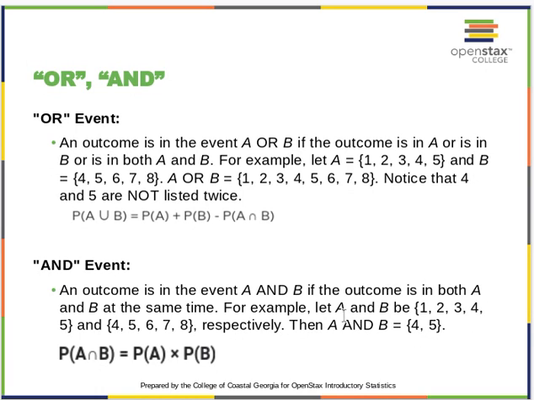Notice that this is much smaller. There are only 2 outcomes versus the 8 outcomes in A or B. So it's a lot harder to have AND events occur than OR events. And when you think AND, you're going to have intersection: the probability of A and B is equal to the probability of A times the probability of B.